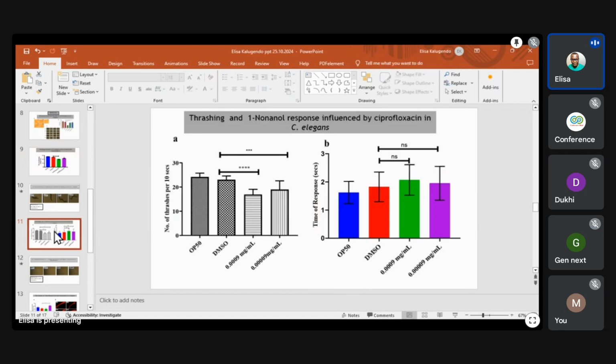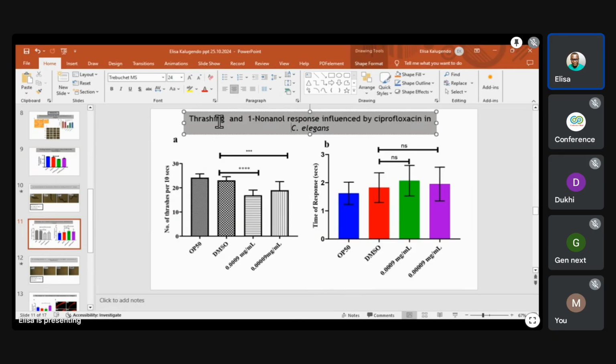Another behavioral activity we tried to observe, the behavioral toxicity in this animal, was thrashing activity and the 1-nonanone response. Thrashing is one of the locomotion behaviors in C. elegans, whereby the animal, when exposed to M9 buffer, instead of crawling, will have this thrashing activity. It is the swimming activity of C. elegans when it is exposed to M9 buffer. But on the normal NGM plate, this animal will normally be crawling. In M9 buffer, it will just be swimming, and this we term thrashing activity.